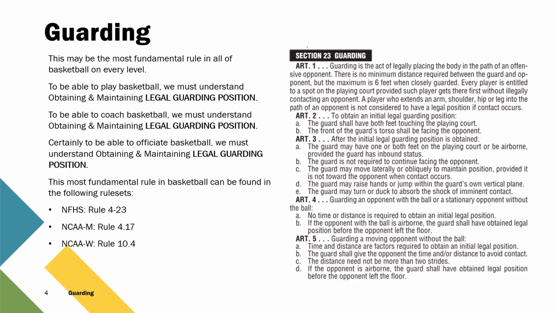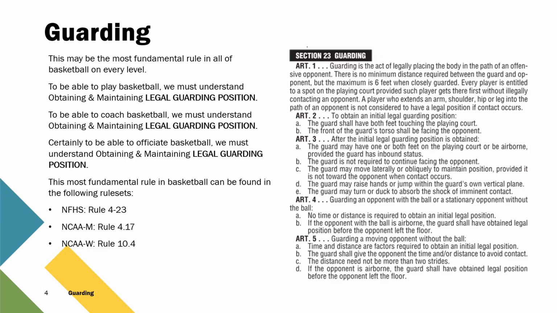If you're guarding a moving opponent without the ball, time and distance are required to obtain legal guard position. The guard should give the opponent time and distance to avoid contact. This distance need not be more than 2 strides. And again, if the opponent is airborne, you must have obtained legal guard position before the opponent leaves the floor. If you referee NCAA men, there's a little caveat to that rule that we won't discuss in this presentation. We're basically just discussing the basics.